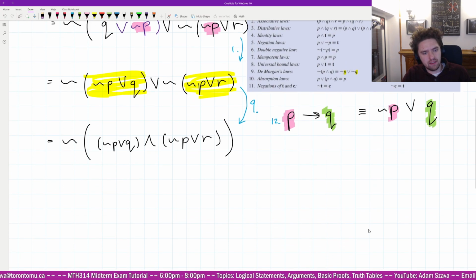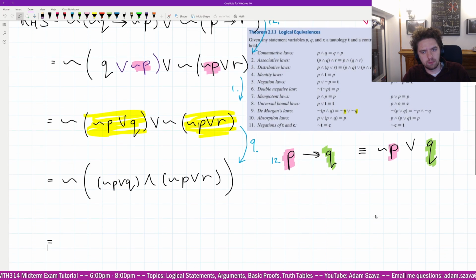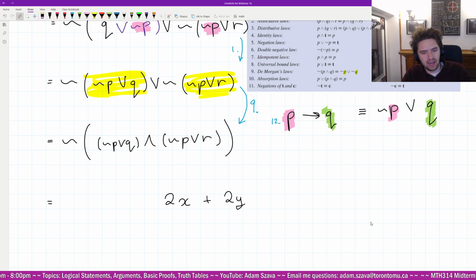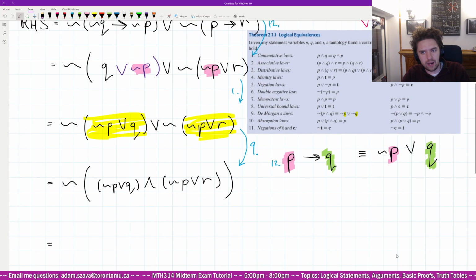So anyway, now we have the statement here, and it's perfectly ready for you to use the distributive law, because it's like you have 2x plus 2y or something like this. The x is the Q and the R is the y, and the 2 is the not P, and the plus is the AND here. It's literally like that, you can just factor this out. But you need to pay attention to how the distributive law actually works.